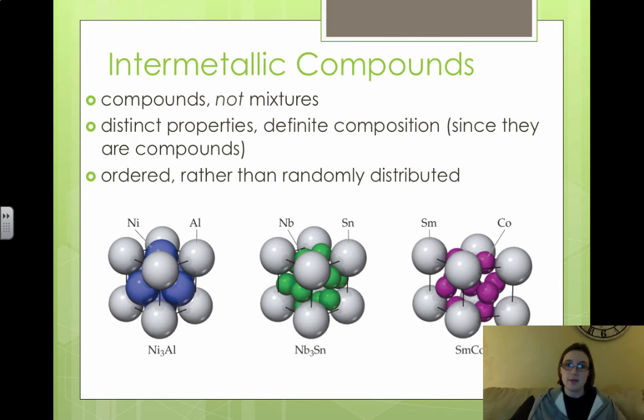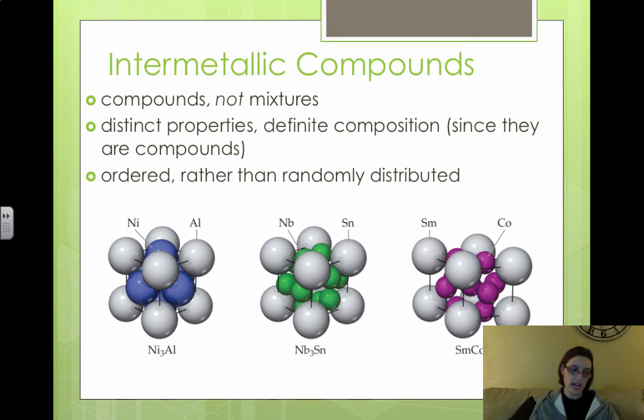So then the last type of alloy actually isn't a mixture at all. Instead, it's what's called an intermetallic compound. An intermetallic compound, as you could guess, is a compound, not a mixture. Because they are compounds, they have definite properties, and their composition cannot be varied. So it has definite properties, definite composition. But the different types of atoms are ordered rather than randomly distributed. So unlike the other types of alloys, which are mixtures, the intermetallic compounds have specific order to them.